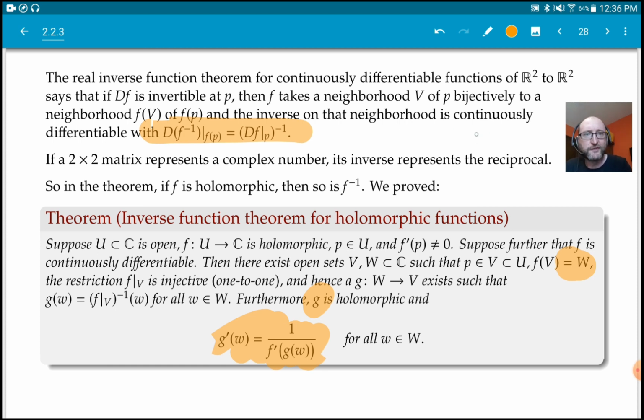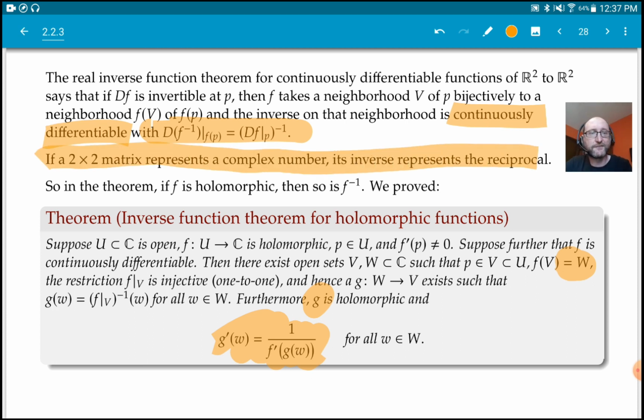It's continuously differentiable, and the derivative represents multiplication by a complex number. Therefore, it's holomorphic. So that's what we get, and we know that the derivative of the inverse is 1 over the derivative of the function itself, because that's what this says. All right, so that's the inverse function theorem.